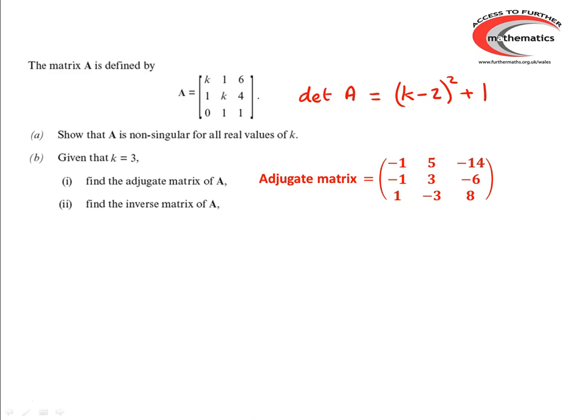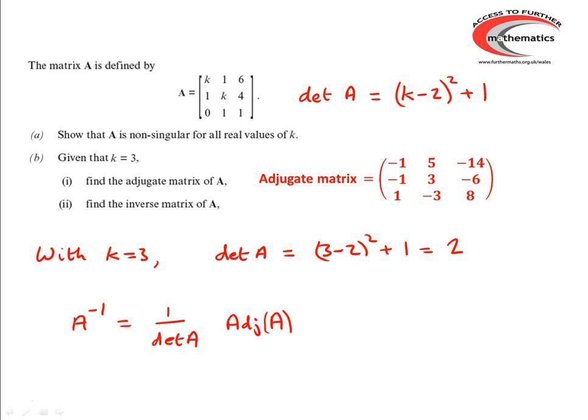So we've found the adjugate matrix, and now to find the inverse matrix of A, we simply have to remember that the inverse matrix of A is 1 over the determinant times by the adjugate matrix. We've got the formula for the determinant of A is (k minus 2) squared plus 1. So when k equals 3, the determinant of A is simply going to be 2. And the inverse of A is 1 over the determinant times by the adjugate of A. So that is a half times by the adjugate matrix. And there's no need to push the half into the matrix. You can just leave it there.